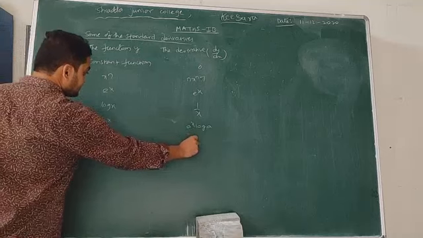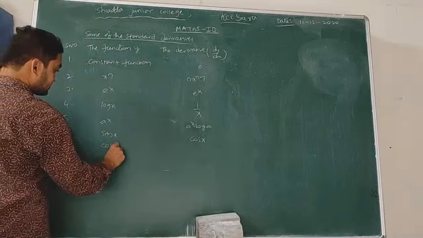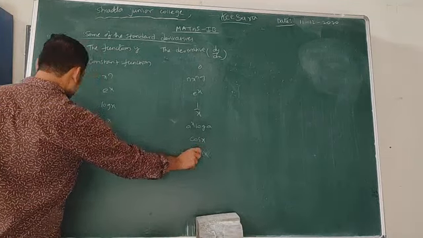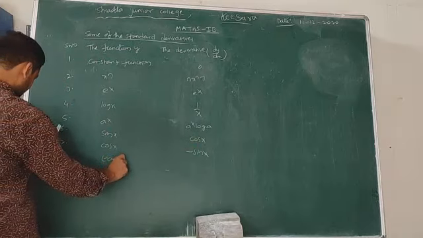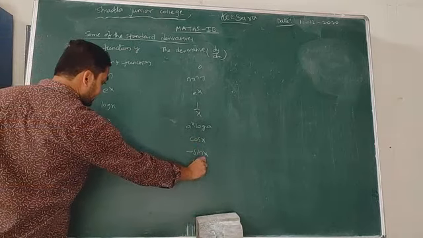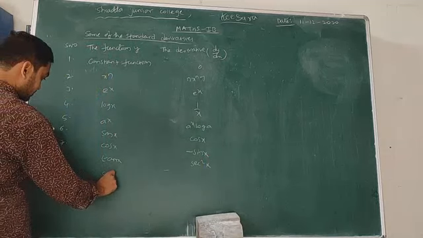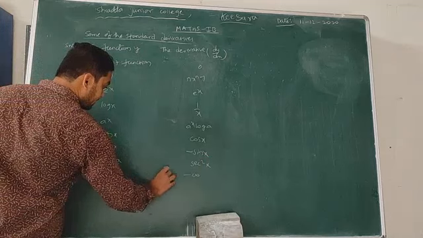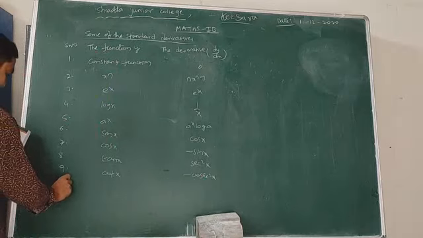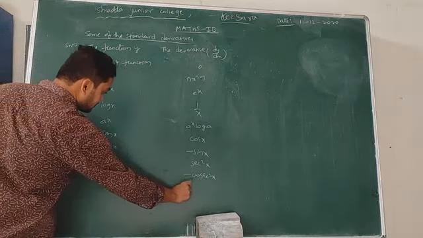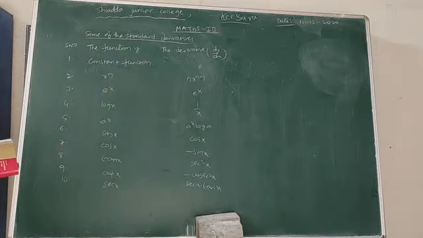d/dx of sin x is cos x. And next, cos x gives minus sin x. Next, tan x gives secant square x. Next, cot x gives minus cosecant square x. Secant x gives secant x tan x.